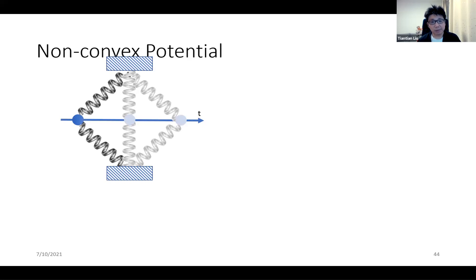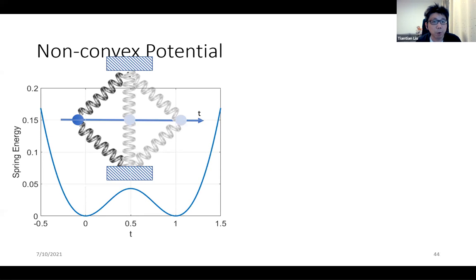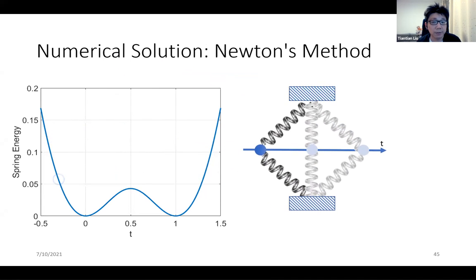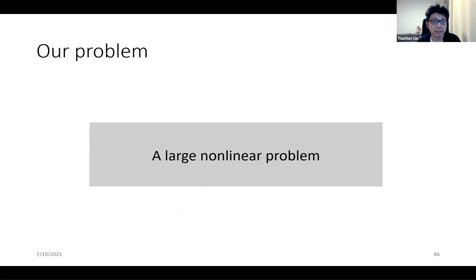Why can it be a non-convex one? Let's consider a simple 2D problem consisting of two springs. These two springs share a common vertex at the rest, and the rest of them are attached to the walls. If we move one vertex along this t-axis, we can plot the spring energy as follows. It has two global minima, where both springs are at their rest lengths, and one local maximum, representing an unstable equilibrium. Depending on where you start, Newton's method may even give you an ascent direction, and we have to do some definiteness fixes to correct this direction.